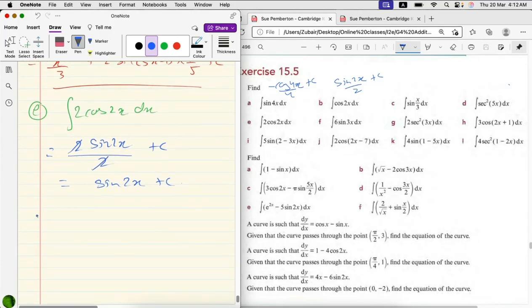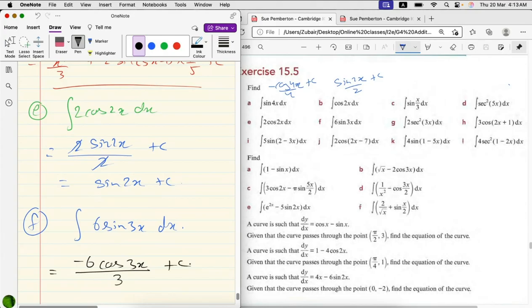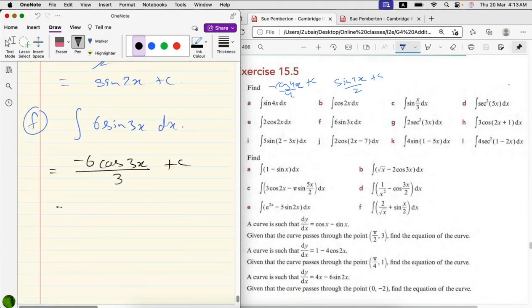Try F part. So negative 6 cos 3x over 3, right? Plus c. And simplification.